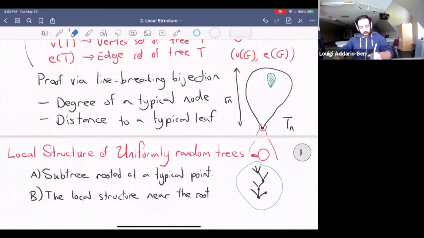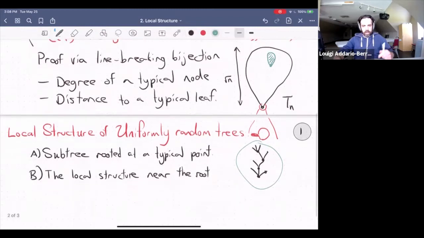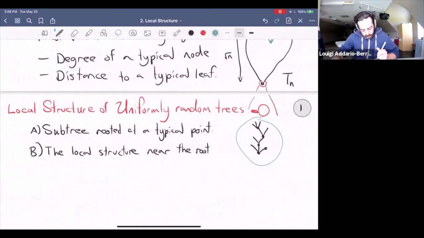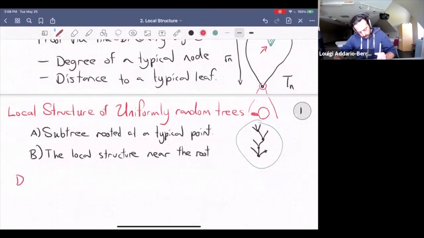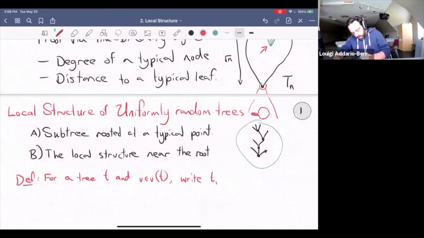To start to get at these, I want to give myself some notation first. We'll start with A, the subtree rooted at a typical point, and let me give myself some notation for that. If I'm given a tree T, and my trees are always rooted unless I say otherwise, and a vertex V of the tree, then I'll write T V up arrow for the subtree of T that's rooted at V.